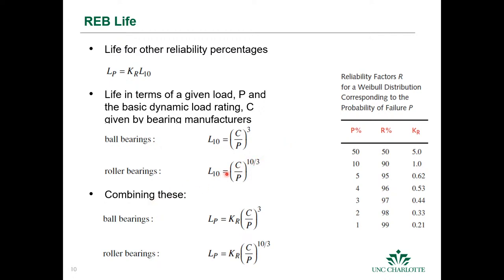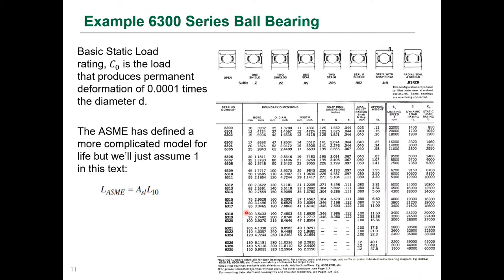So if you combine these two, you basically take your LP life, which you want to find at any time, and you take your L10 life as defined here for ball and roller bearings, and then you get this expression for whatever probability you want. You pick that reliability factor, multiply it by this parameter which you get from the bearing tables, and then divide it by your load. So if you're given your load and you know what percentage of bearings you want to last at that load, that'll give you your life. If your life is lower than you need, then you need to find a bearing with a different C. That's how we go through that design process.